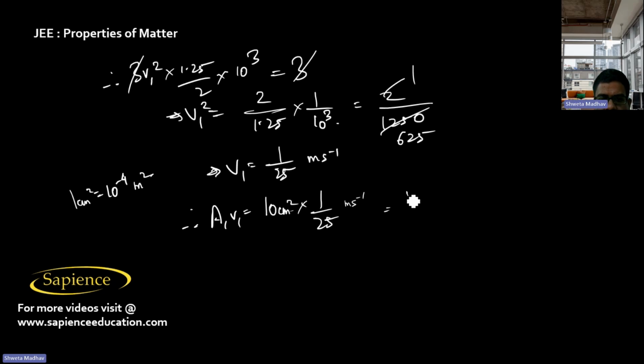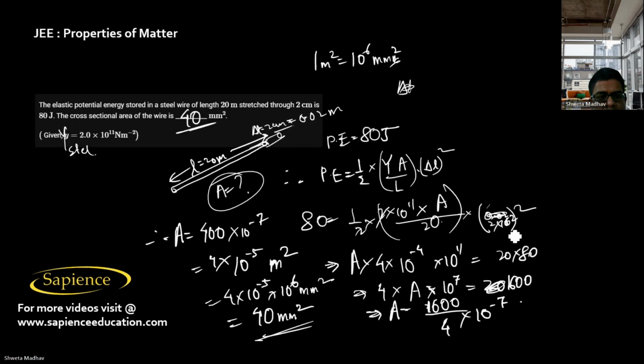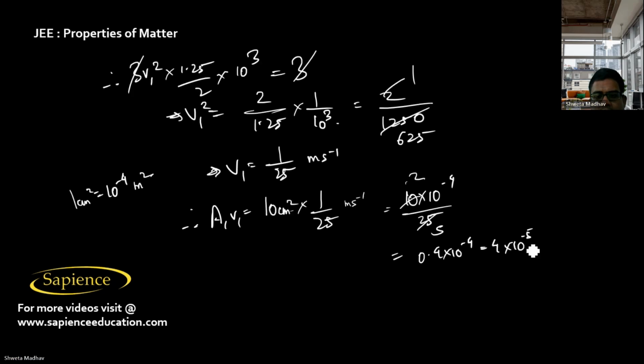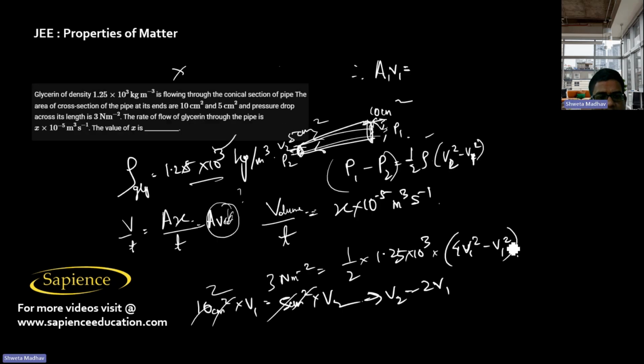So this is 10 into 10 power minus 4 divided by 25. So this is 0.4 into 10 power minus 4, or you can say 4 into 10 power minus 5 meter cube per second. So the value of x will be 4. 4 is the answer.